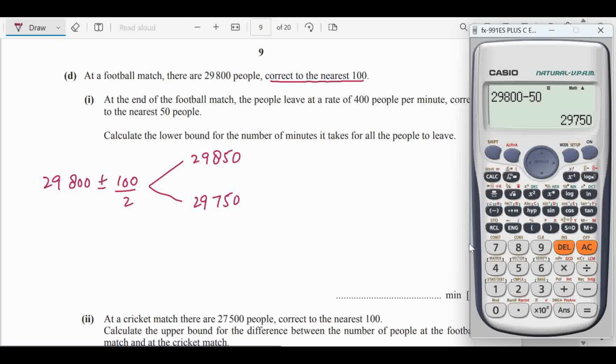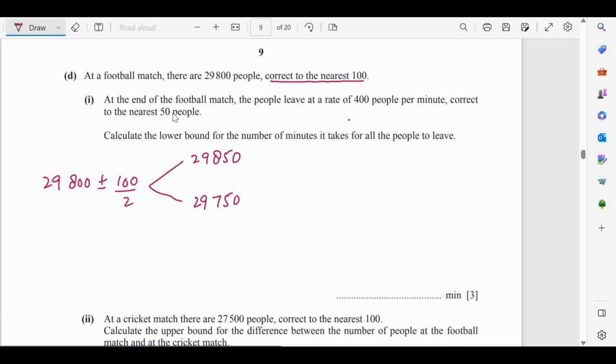Yes, it is correct. So let's see the question further, that at the end of the football match the people leave at a rate of 500 people per minute, correct to the nearest 50 people. So it means that we need to correct it to the nearest 50 people. So this must be 400 plus minus 50 divided by 2, which will be 25. So upper bound will be 425 and the lower bound will be 375.